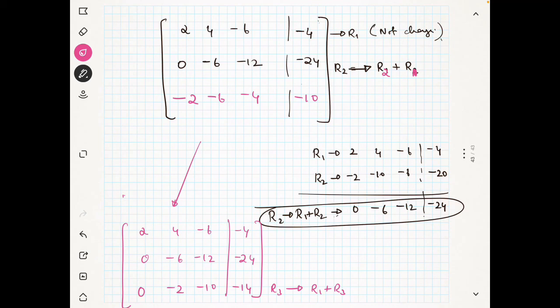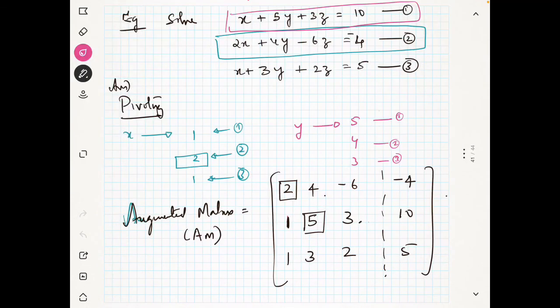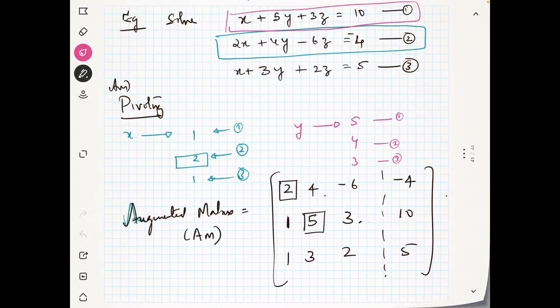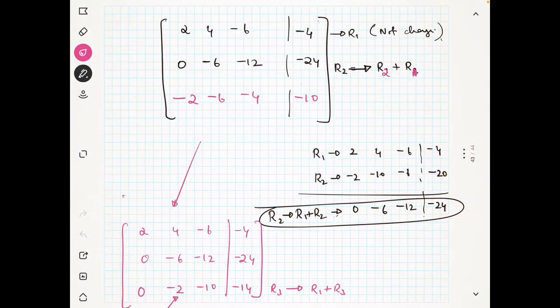That means I want to make this guy 0. I told you this before. So you see, here we want 0. This area, this position, we want 0. So I will rewrite this again. I will rewrite my matrix on the next page anyway.